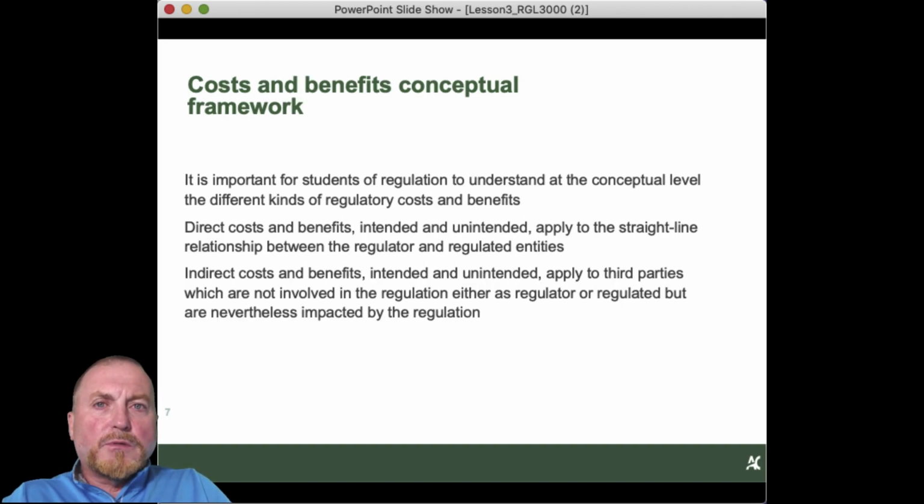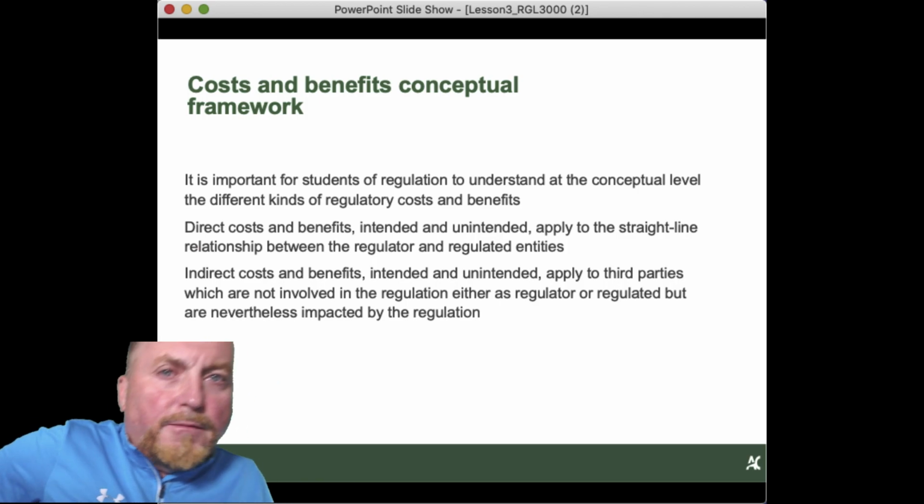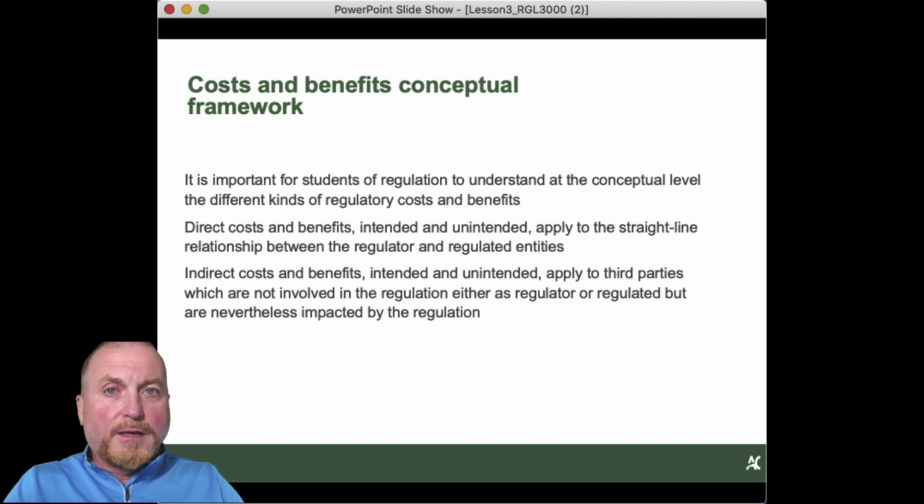Now, we need a conceptual framework to think about the way costs and benefits of regulation can materialize. Direct costs and benefits, intended and unintended, apply to the straight line relationship between the regulator and the regulated entities. That's why we call them direct costs and benefits. Indirect costs and benefits, intended and unintended, apply to third parties which are not involved in the regulation either as regulator or regulated, but are nevertheless impacted by the regulation.